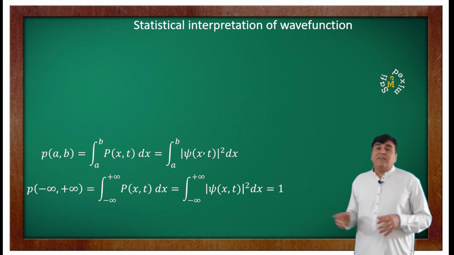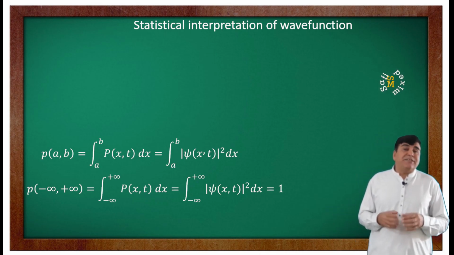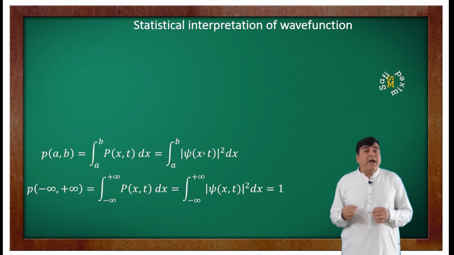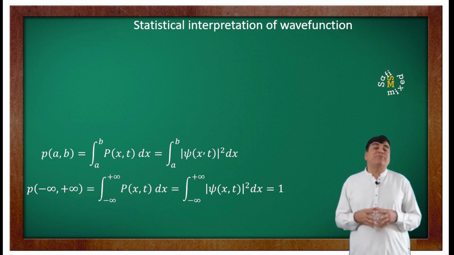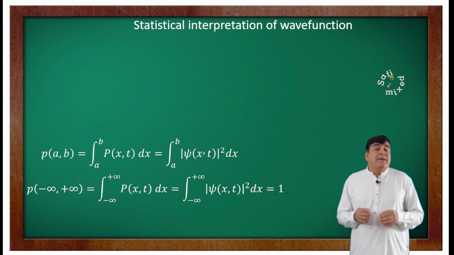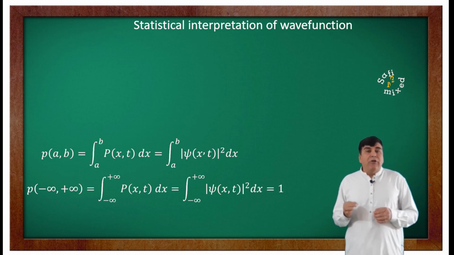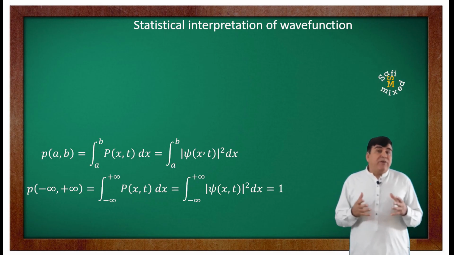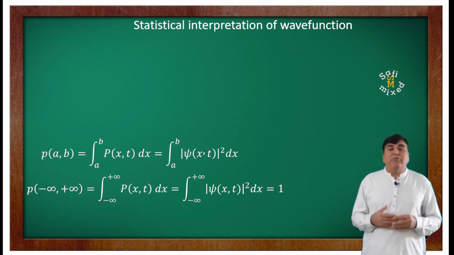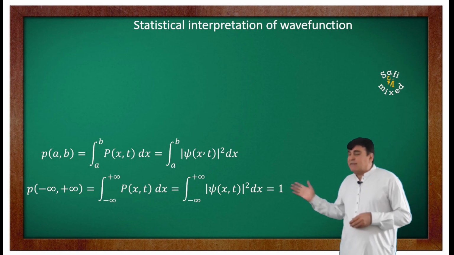This normalization condition of the probability density is used to normalize the wave functions for particles obtained from the solution of the Schrodinger wave equation. Remember, not all solutions obey this condition. For example, the plane wave solutions to the Schrodinger wave equation do not obey this condition.